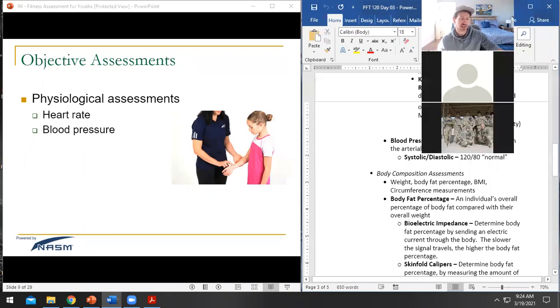Any questions on that, guys? I know we've been over this before, but I always like to review it. Questions? Has anybody in here tried this, by the way, since you've been learning about it? Has anybody tried target heart rate training?